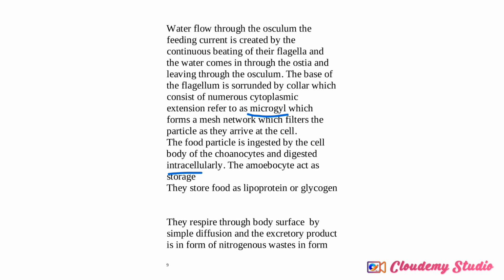After it filters it, the food particle is ingested by the cell body of the choanocyte and digested intracellularly. Once it is digested, it is transferred to the amoebocyte. The amoebocyte takes it into the mesohyl, and from the mesohyl to other cells of the sponge body, while the water and the undigested particles pass out through the osculum.